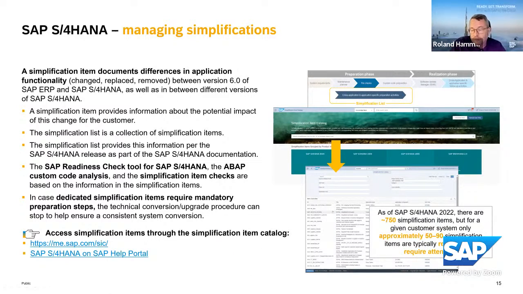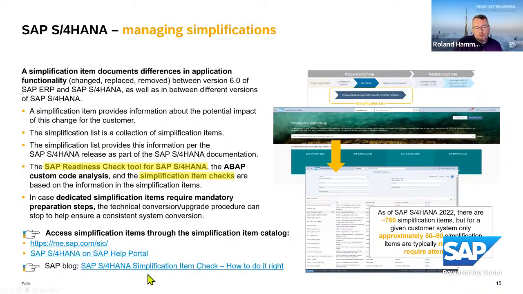Important to understand this, for instance, for the release SAP S/4HANA 22, there are meanwhile a little bit more than 750 simplification items. That means incompatible changes we have documented. But for a given customer system, depending on your customization and the use of business processes, mix of applications, approximately only 50 to 90 of those simplification items are typically relevant and require your attention. That means you will be affected by a system conversion to the target release or by an upgrade to the target release, and you have to take care of these ones. How this works is nicely described in an SAP blog, SAP S/4HANA simplification item check, how to do it right.